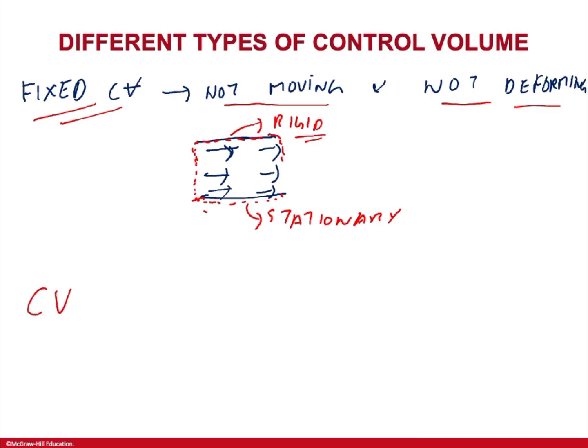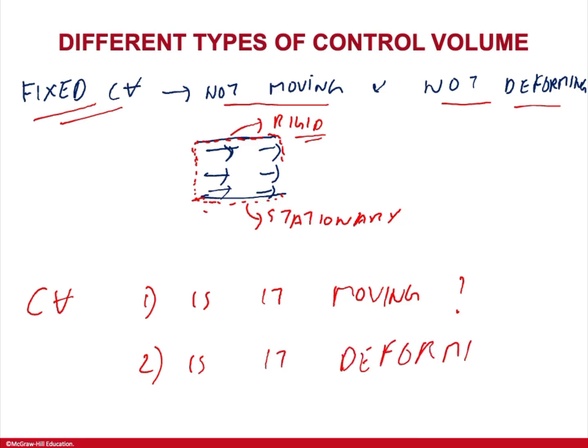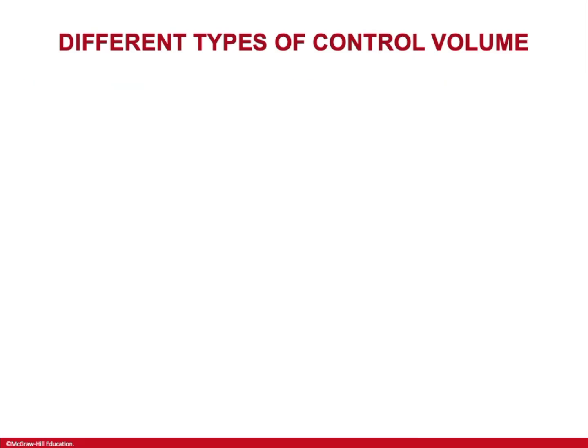When it comes to control volume, the first question is: is it moving? The second question is: is it deforming? That will help you determine what kind of control volume it is. So now we just looked at the case of a fixed control volume: it is not moving, and it is not deforming because it's not changing shape, hence it's a fixed control volume. So hopefully that will hint you towards what the next type of control volume is.